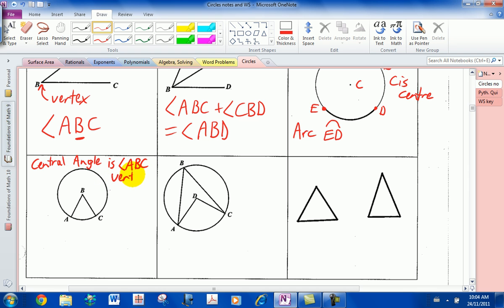The vertex is at the center. So if you hear central, what word are you thinking? Center, right? Central, center. Very kind of explicit. So what we say is that angle ABC something arc AC. So what we talk about with angles and circles is that they touch the arc AC.